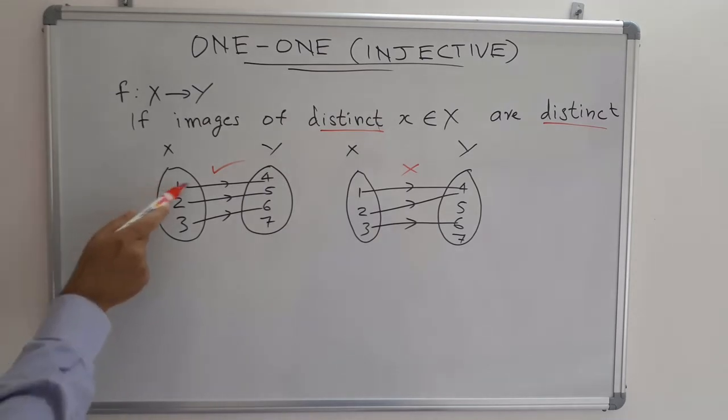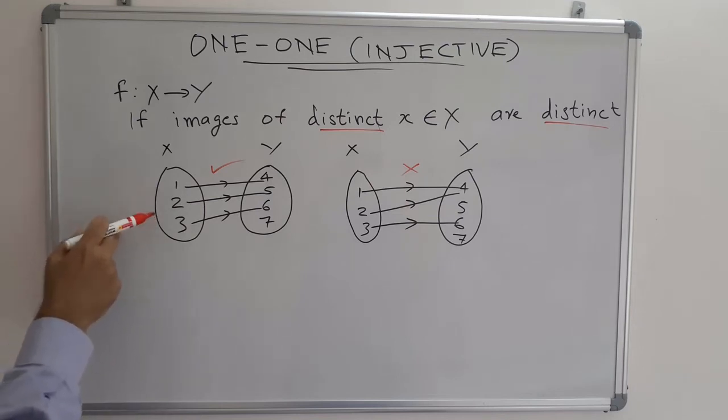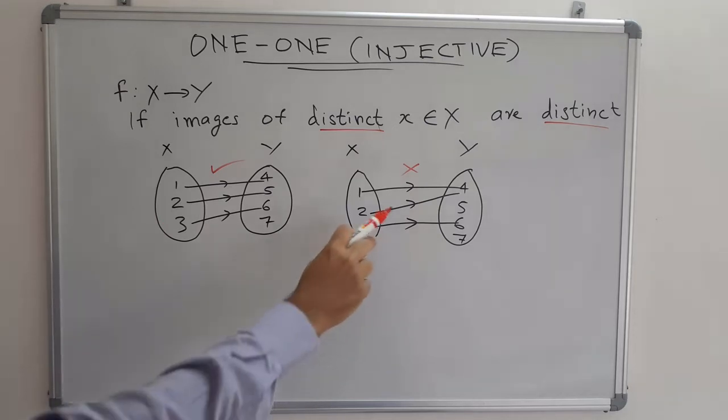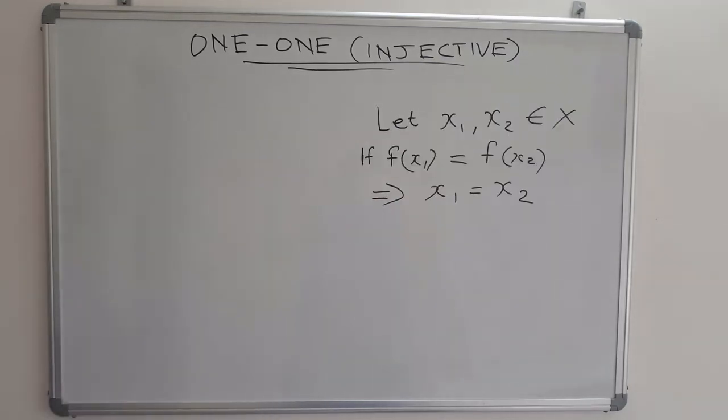And here one element is mapped to one image, and distinct elements are mapped to distinct images. So this is a one-one function and this is not a one-one function. Here we have another definition, which is a working definition to prove a function is one-one.